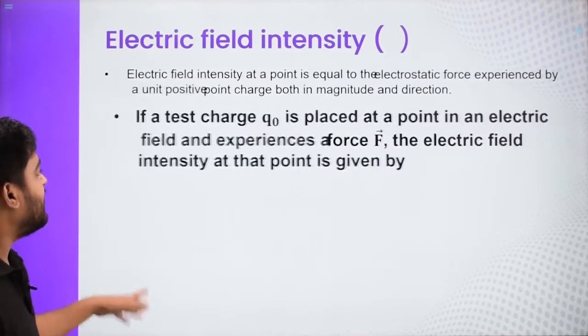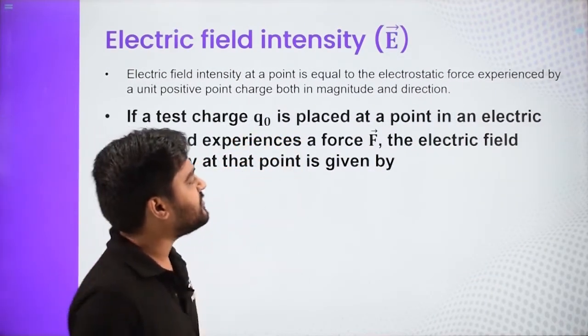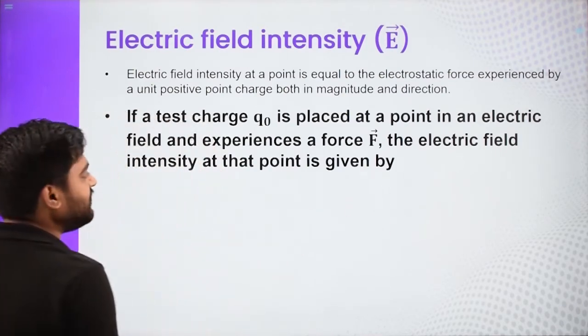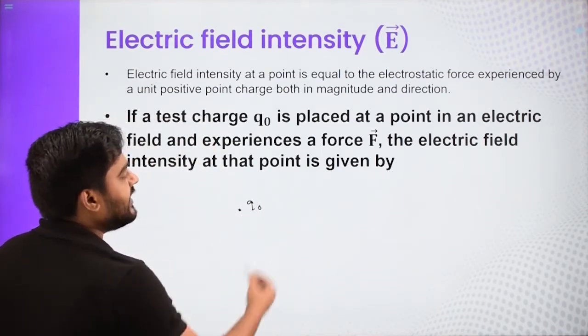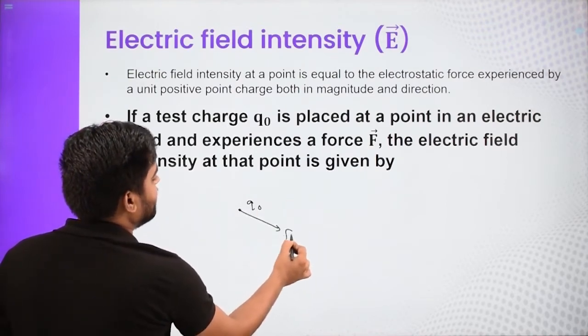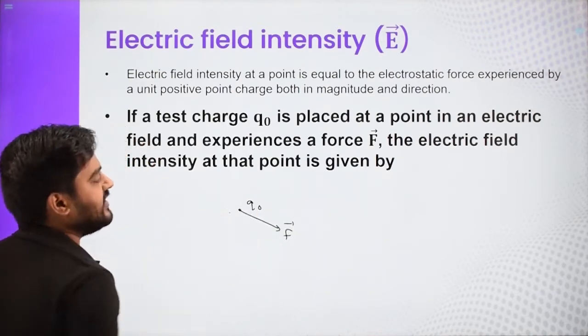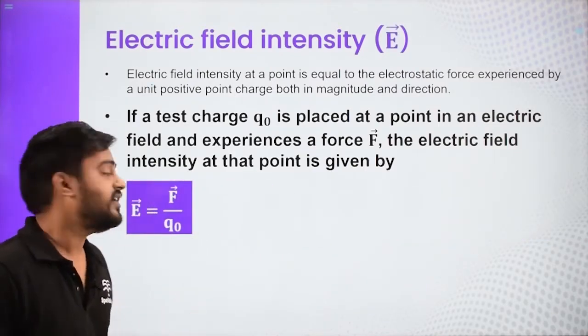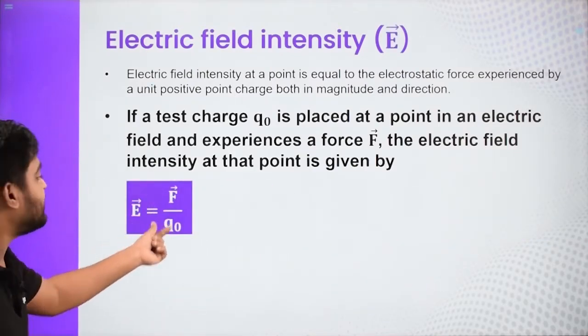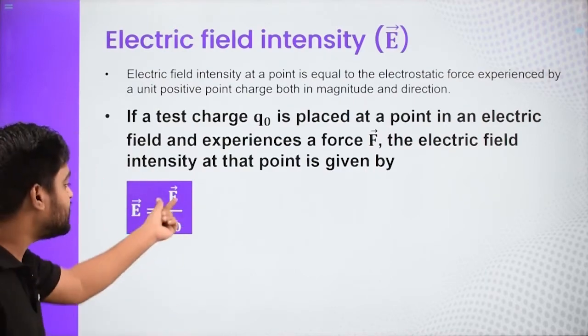Same formula, we are learning that if a test charge Q0 is placed at a point where there is an electric field, so this is the point where we are putting a test charge Q0 and it is experiencing a force F vector, then field at this point is nothing but F by Q0. So this is the formula which you need to remember. So electric field at that point is F by Q0, force per unit charge.